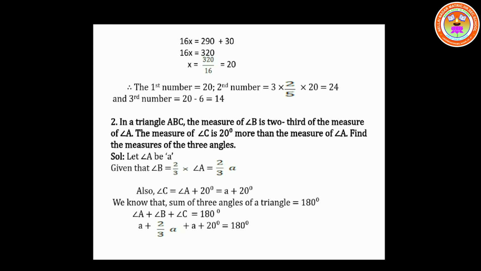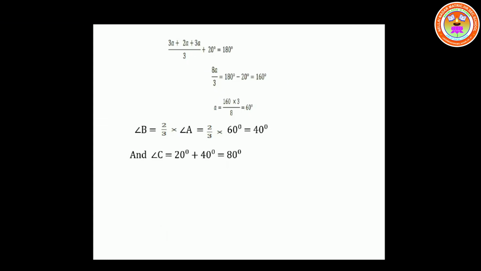Now, let me substitute the values for angle A, B and C. Angle A is a, plus B is 2 by 3a, plus C is a plus 20 degrees. So now I am going to simplify it. Taking LCM, 3a plus 2a plus 3a by 3 plus 20 degrees equal to 180 degrees. So 3a plus 2a becomes 5a, plus 3a is 8a by 3. Transposing 20 to the other side becomes 180 minus 20, that is equal to 160.